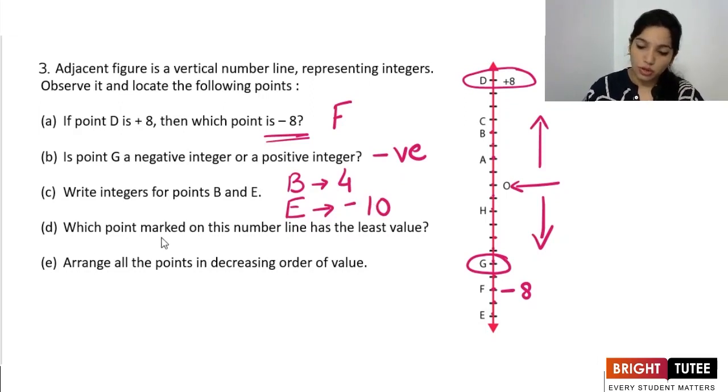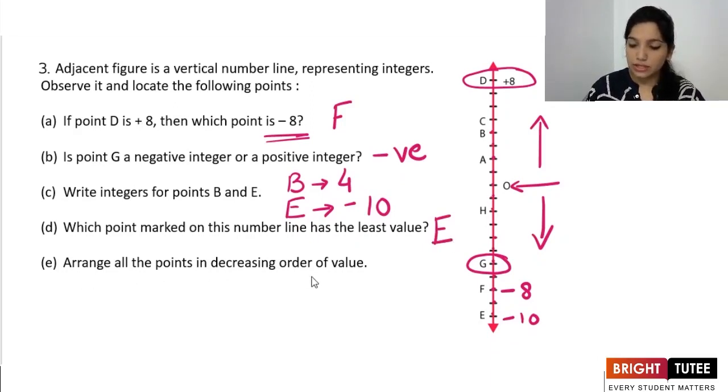Now, which point marked on the number line has the least value? So which point do you see has got the least value, the smallest number? Here it is -10 and here it is +8. So which number is the smallest? -10. So which particular point is marked as the lowest one? It is point E.